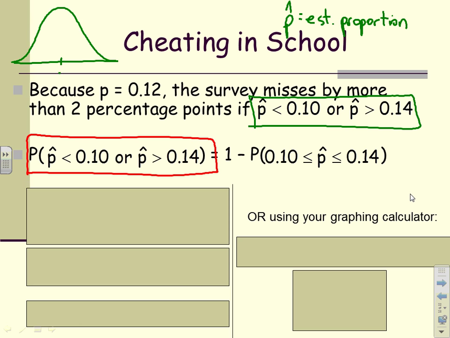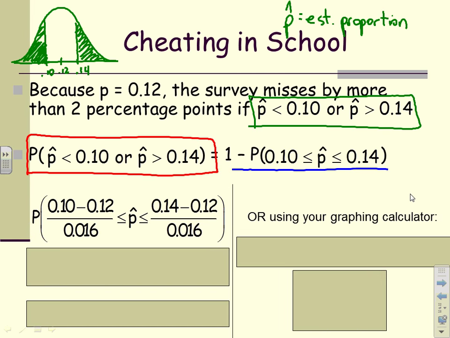Here we have 0.12 in the middle, 0.10 and 0.14. What we want is the area on the outsides, and we could find it that way. We could find the area to the left of 0.10, to the right of 0.14, or, as we're seeing in this statement here, we could just find the probability in the middle and subtract it from 1. Really your call. In this case, I would prefer to find the area in the middle and subtract from 1, but it's up to you.